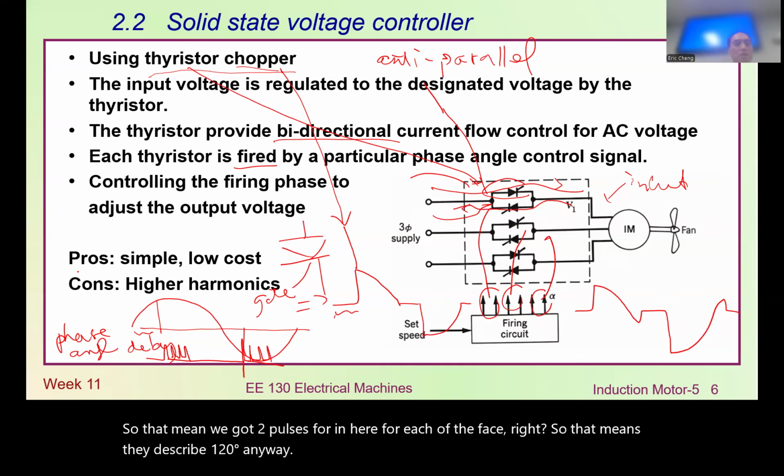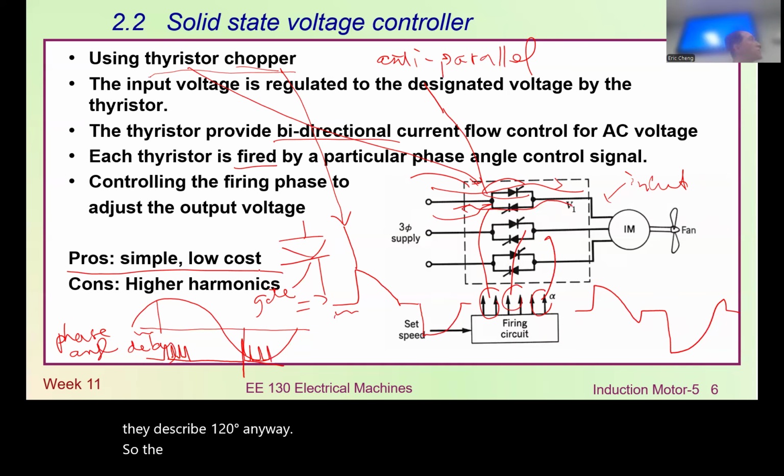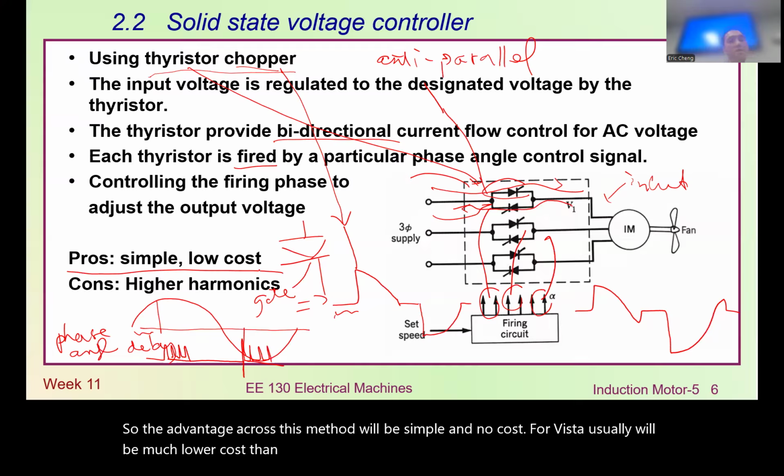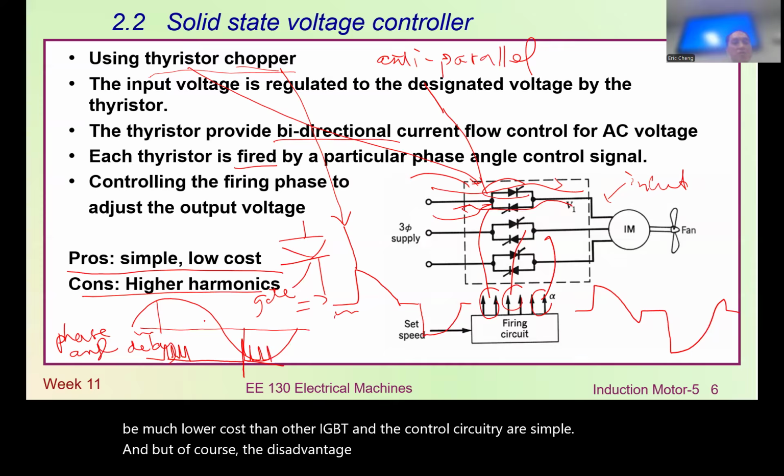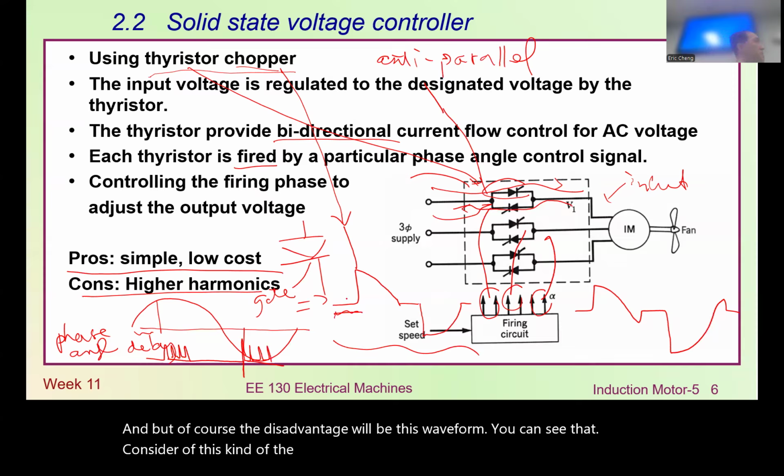So the advantage of this method is that it is simple and low cost. The varistor will usually be much lower cost than an IGBT, and the control circuitry is simple. But of course, the disadvantage is this waveform. You can see that it consists of this kind of chopping. That means there will be harmonics.